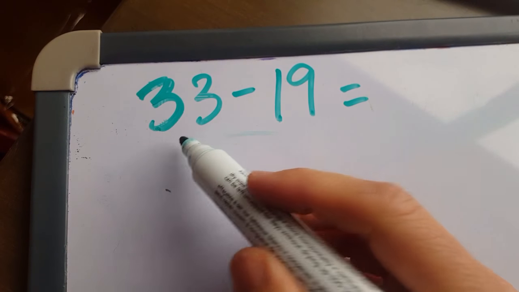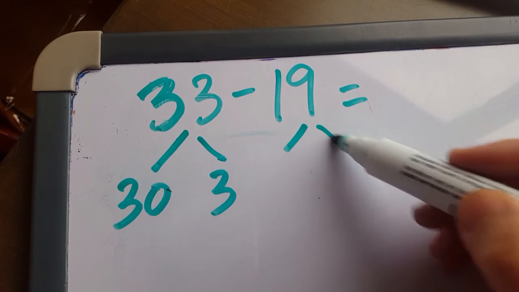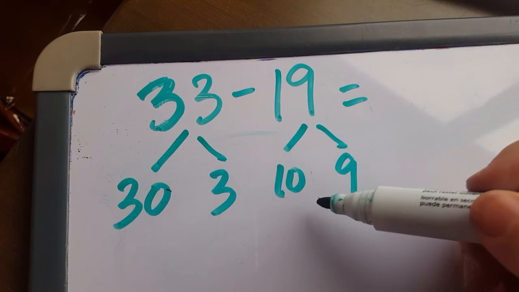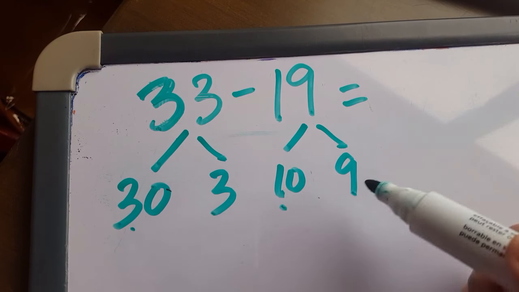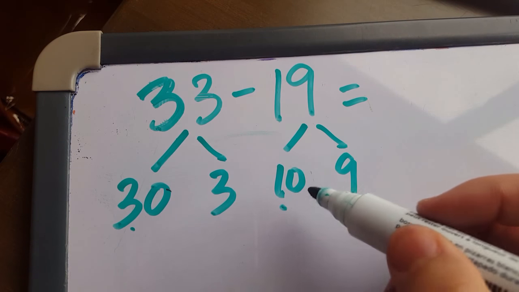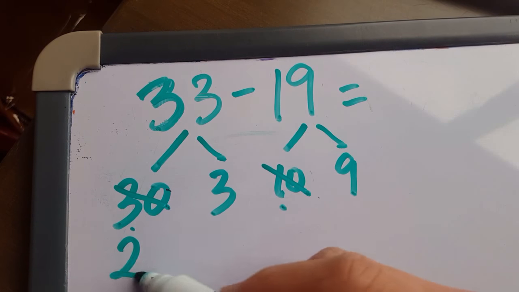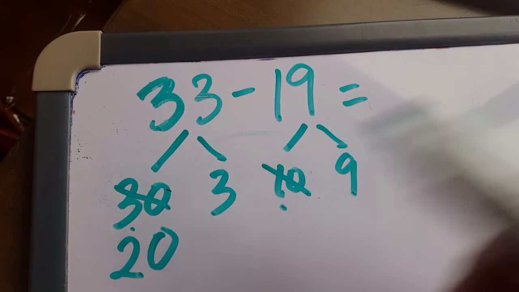So first of all, let's do this. Split this into 30 and 3, and split this into 10 and 9. Remember that on subtraction, I feel that it's much easier for children to do the tens first, then do the units, and the reason is you make the number smaller. For example, 30 take away 10, you got 20 left.